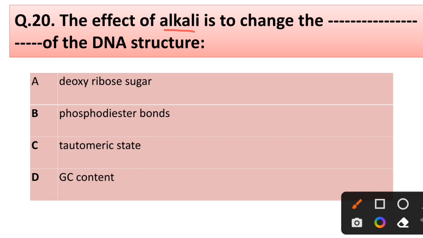Question number 20. The effect of alkali is to change the DNA structure: deoxyribose sugar, phosphodiester bond, tautomeric state, GC content. Answer is option C, tautomeric shift.